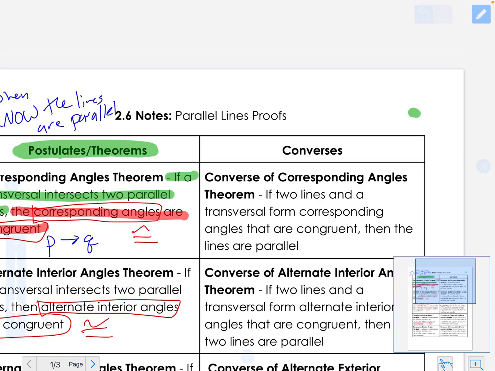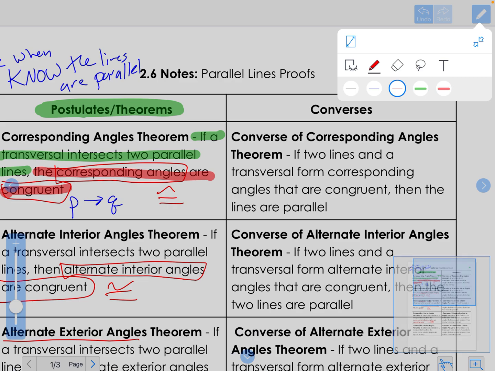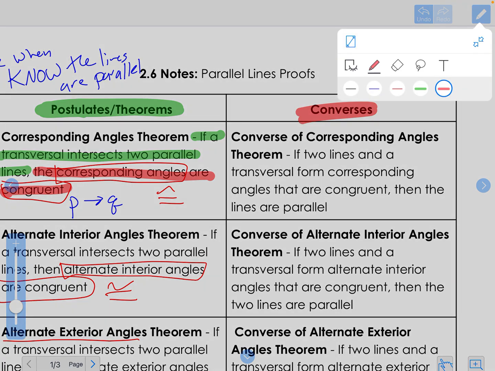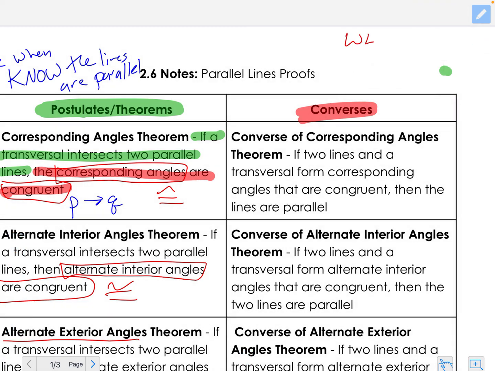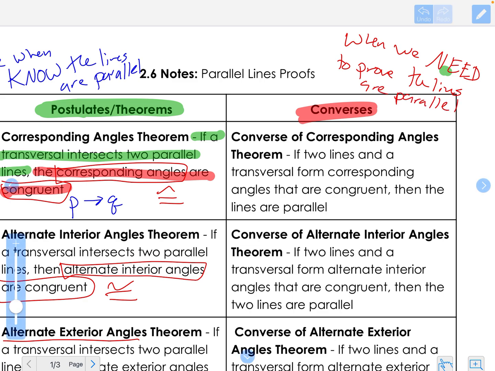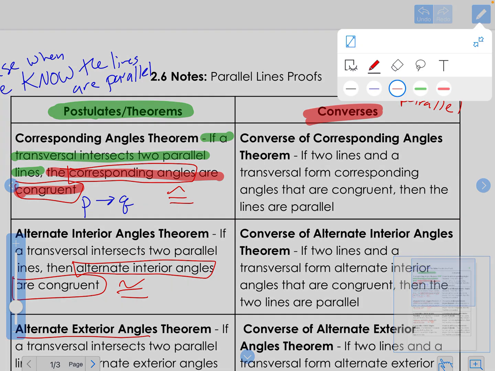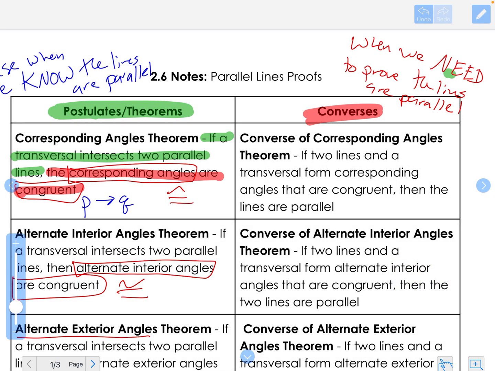And so now we're going to talk about the converse of these theorems. The converse of these theorems is when we need to prove the lines are parallel. So if we look at our corresponding angles theorem, or our converse of our corresponding angles postulate, if we go back to Unit 1, we remember that the converse means we switch our hypothesis and our conclusion.